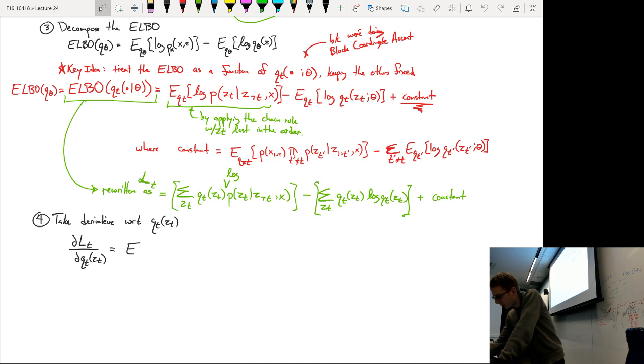Oh no, I actually messed this up. So let me make sure I figure out where I messed this up. Okay. So I was actually wrong about how easily we can get rid of this term.